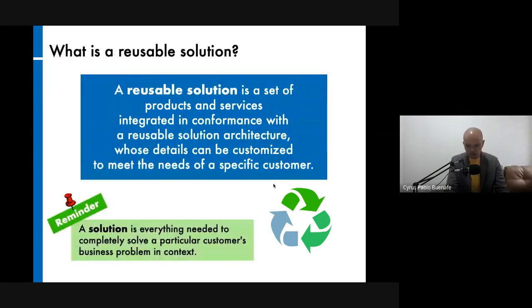So, what is a reusable solution? A reusable solution is a set of products and services integrated in conformance with the reusable solution architecture, whose details can be customized to meet the needs of a specific customer. Okay, just a reminder, we know that the solution is everything needed to completely solve a particular customer's business problem in context. Everything you need, and of course, nothing you don't. So, a solution should also not be superfluous, should not have excesses. Okay, and that's the idea of a solution. Everything you need, nothing you don't.